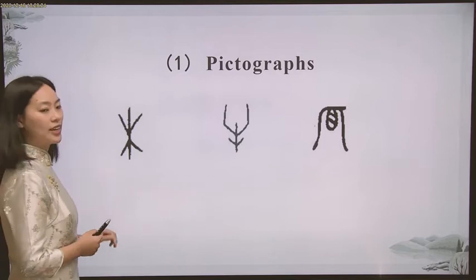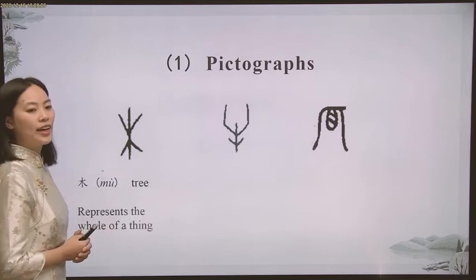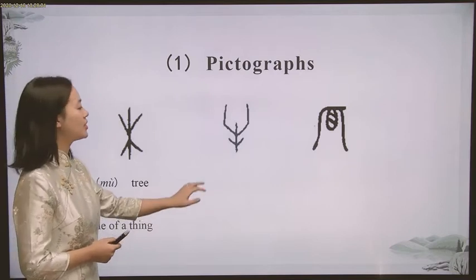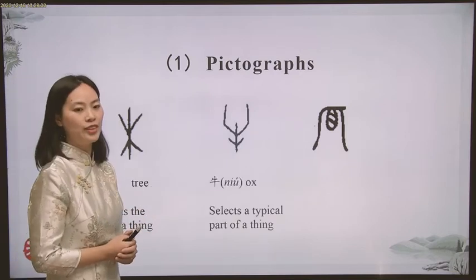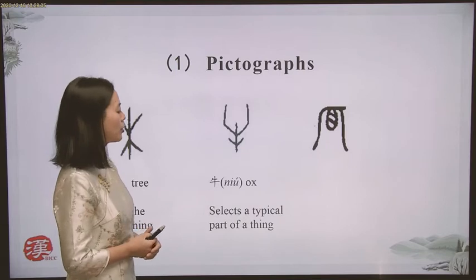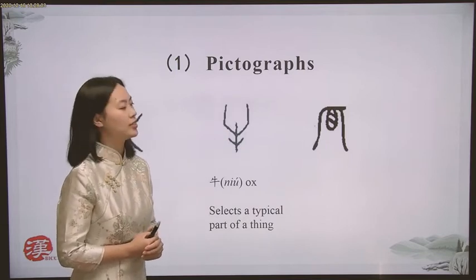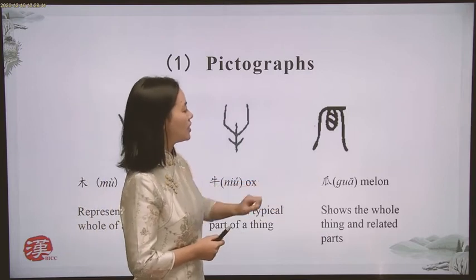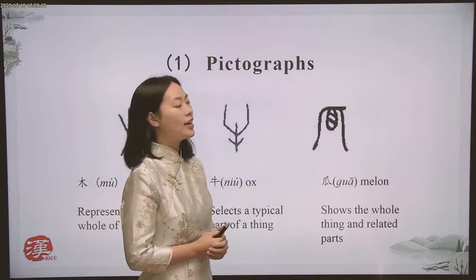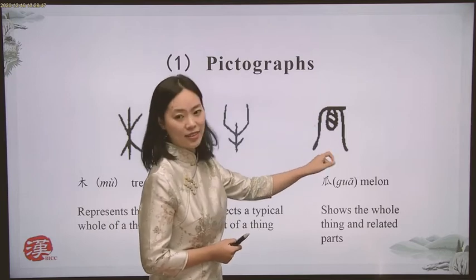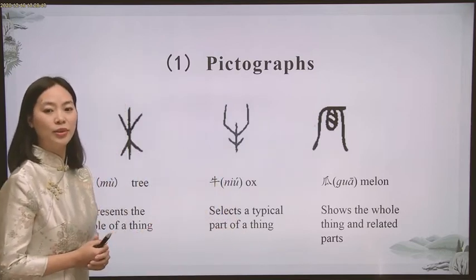The first is mu. It represents a whole tree. The second is niu. It selects a typical part of an ox, the horns. This is gua. In addition to the main part, it also depicts the vines. Did you guess them correctly?